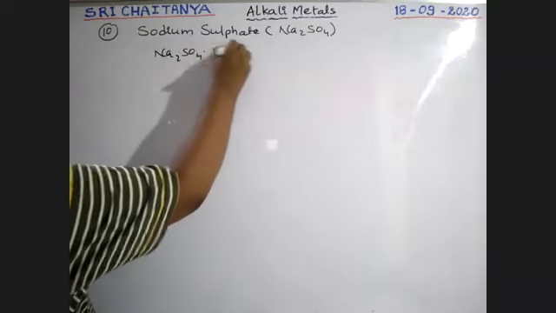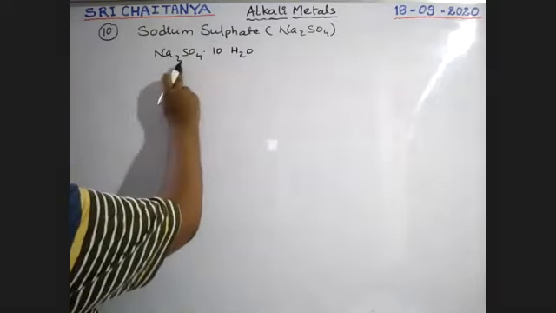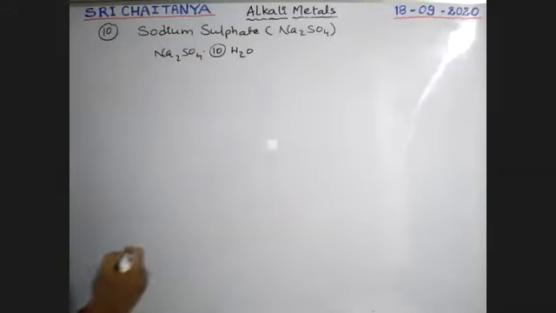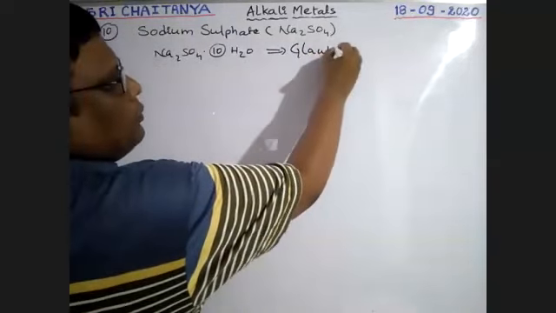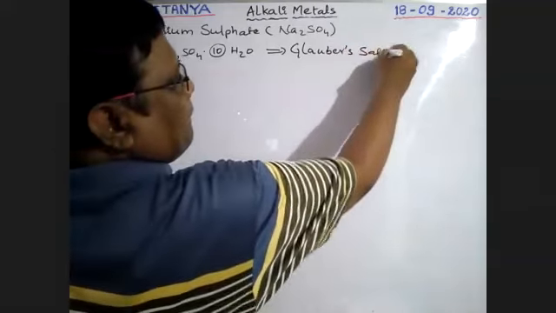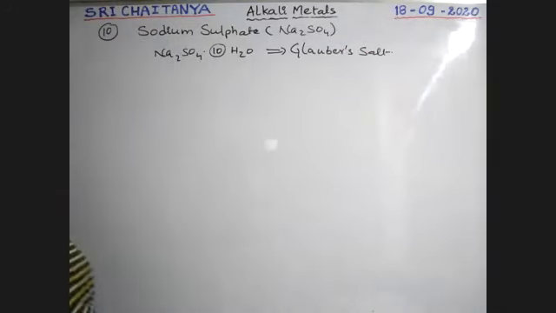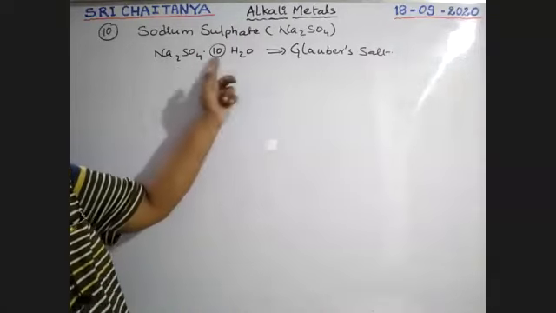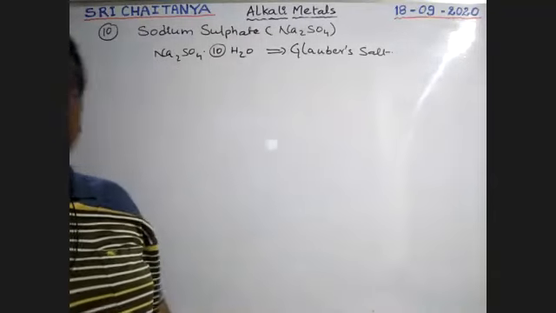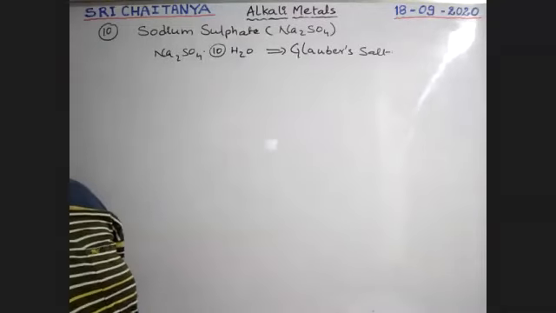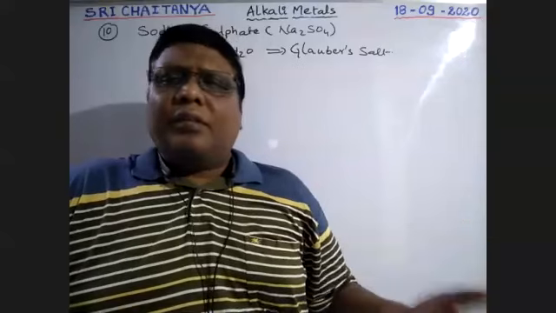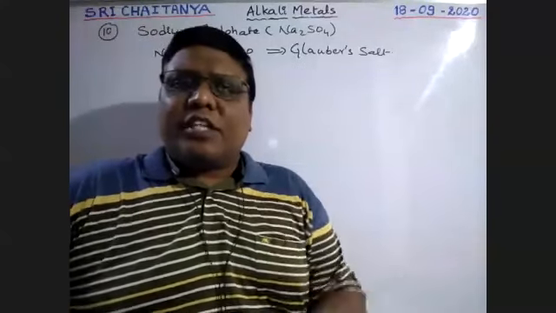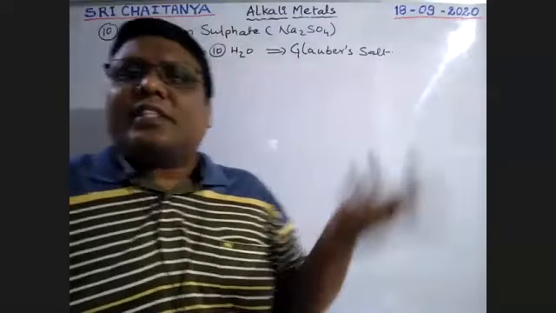If Na2SO4·10H2O is there, that is sodium sulfate decahydrate, which is called Glauber's salt. So what is Glauber's salt? Sodium sulfate decahydrate is commonly called Glauber's salt. Boys, it is a salt. How are salts prepared? By the addition of acid and base. Acid-base reaction gives salt and water. One of the salts is like this. See here how to prepare.